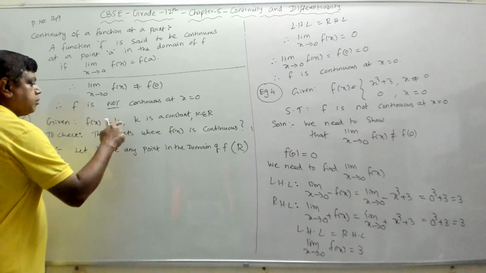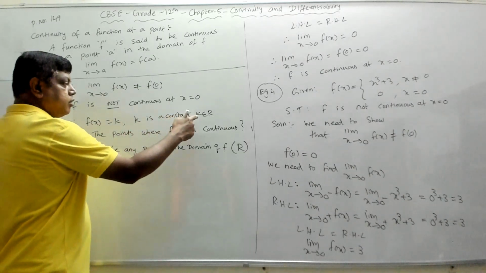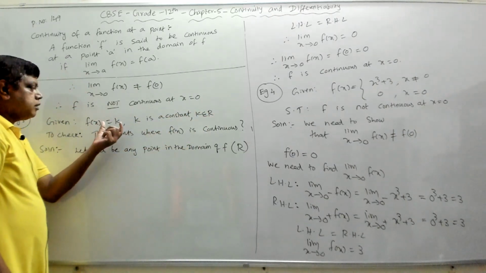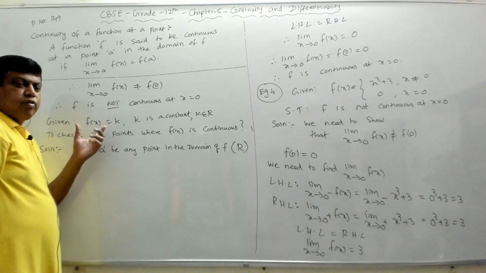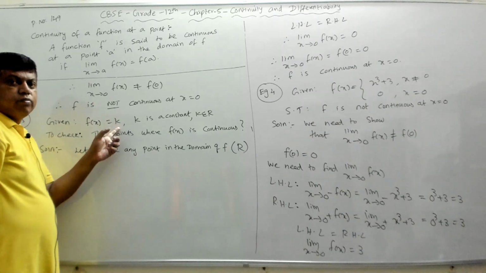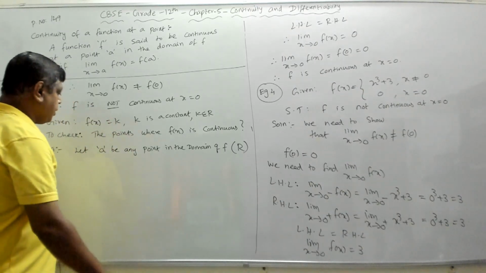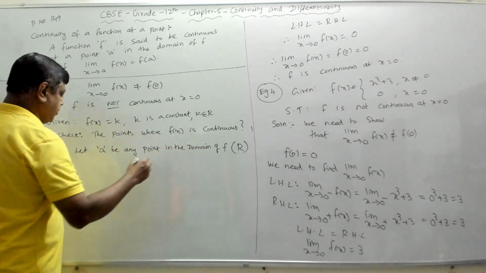Right? This k also belongs to R, but this k is the value of the function at different points. And it's a constant function. So for any point, the function value will be k. Now let a be any point in the domain of f. Now we need to check.